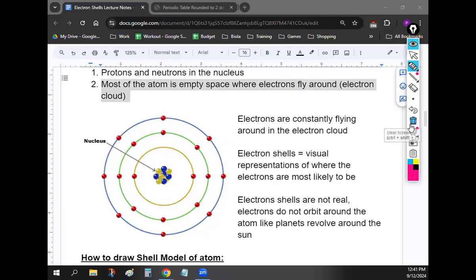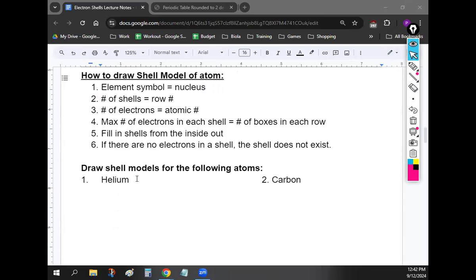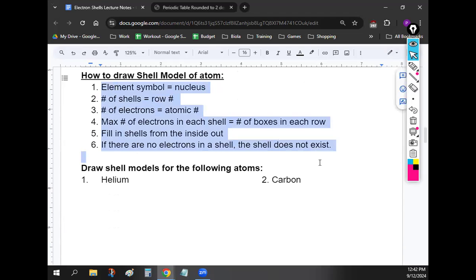Now, these shells are not real. Again, they don't move around the center of the atom like planets. They move around sporadically, but there are areas that the electrons spend more time in, and that's what these shells are. So that's what we're going to be learning how to draw today. Okay, so let's learn how to draw these shell models.